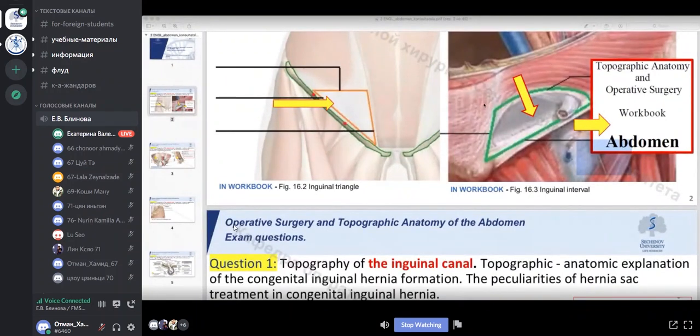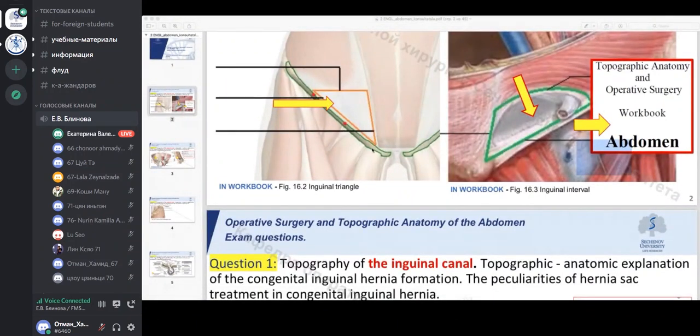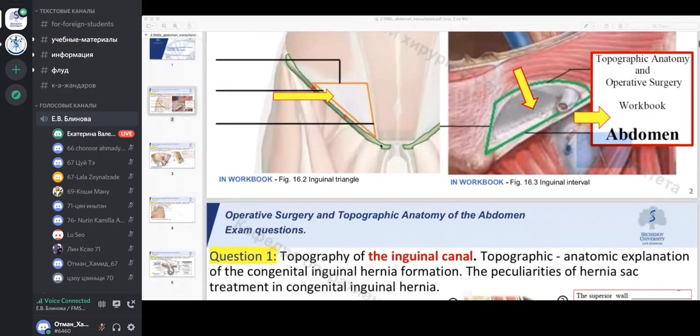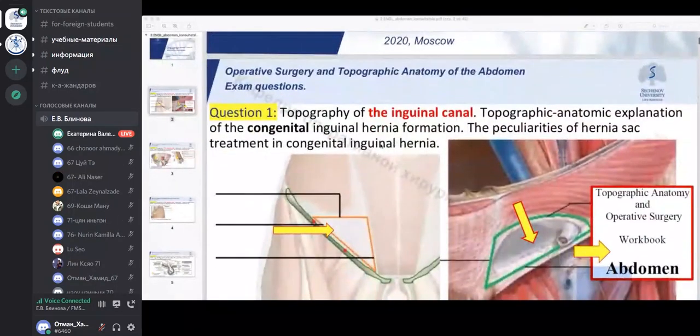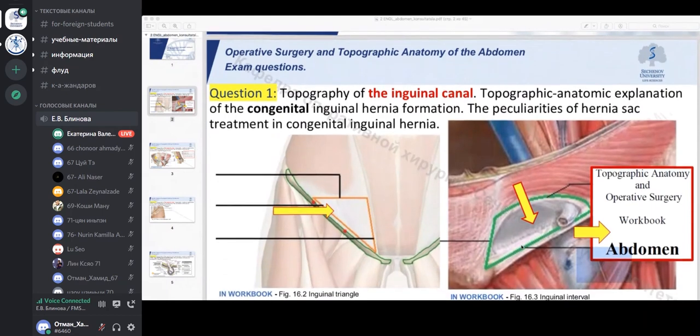And the inguinal canal is located inside of the inguinal triangle. The borders of the inguinal triangle: lateral is the inguinal ligament, medial is the lateral margin of the rectus muscle, and superiorly is the line which is drawn through the superior third of the inguinal ligament. The inguinal canal has four walls and two rings. The anterior wall is the aponeurosis of the external oblique muscle. Posterior wall is the transverse fascia. The superior wall is the margin of the internal oblique muscle and transverse muscle, and inferiorly is the inguinal ligament.